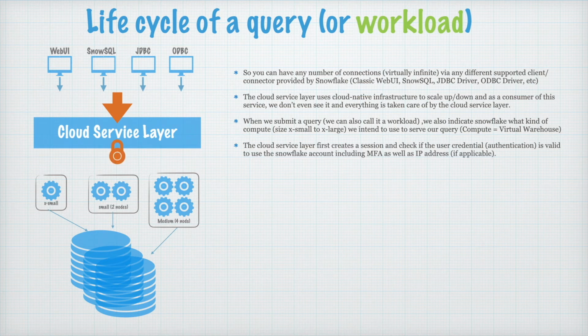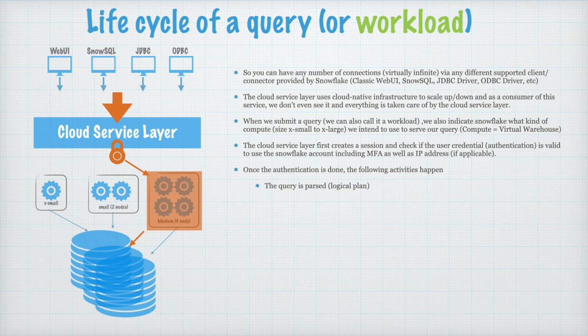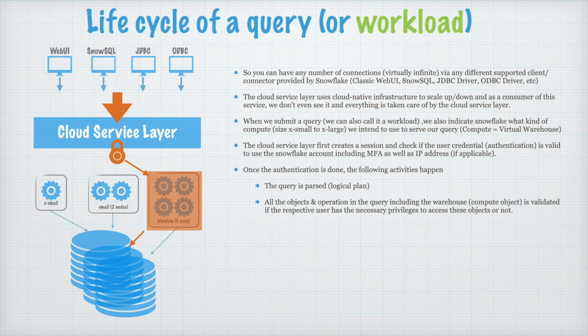The cloud service layer first creates a session and checks if the user credential, which is the authentication part, is valid to use the Snowflake account, including multi-factor authentication as well as IP address policy if applicable. So you can also define that only these IP addresses are allowed to access my Snowflake account. Once the authentication is done, the following activities happen. The query is parsed, that is called a logical plan, and that is done by the cloud service layer. All the objects and operations in the query, including the warehouse compute object, are validated to check whether the respective user has the necessary privilege to access those objects or not. That is again the authorization part.